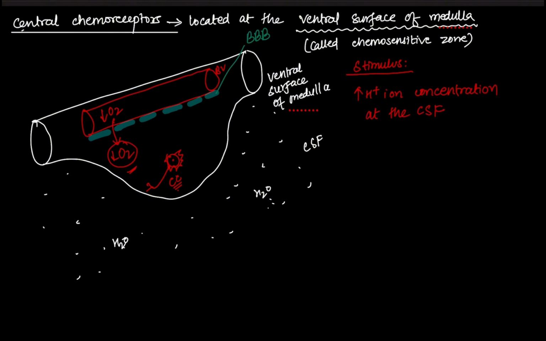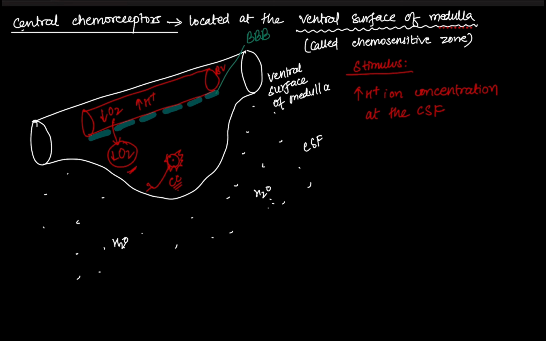Now, will an increase in H plus ion concentration at the level of blood vessels be a stimulus to the central chemoreceptors? The answer is no. Here I have written the increase in H plus ion concentration at the level of CSF. So at the level of CSF, if the hydrogen is high, then that is going to be a stimulus for the central chemoreceptors.